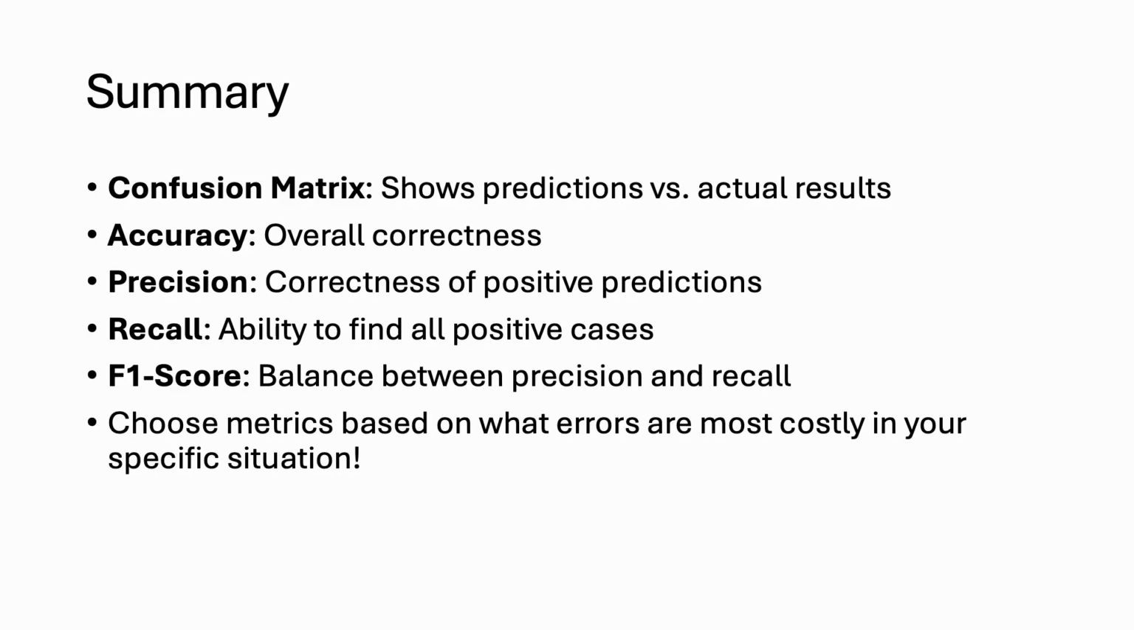So let's summarize what we talked about today. First of all, we started with the confusion matrix, which shows the predictions versus actual results, giving us an overview of what the model is predicting in terms of true and false. Then accuracy is overall correctness. If the data set is balanced, it is a very good metric. Precision is the correctness of positive detection. Recall is the ability to find all positive cases. And F1 score is the balance between precision and recall.